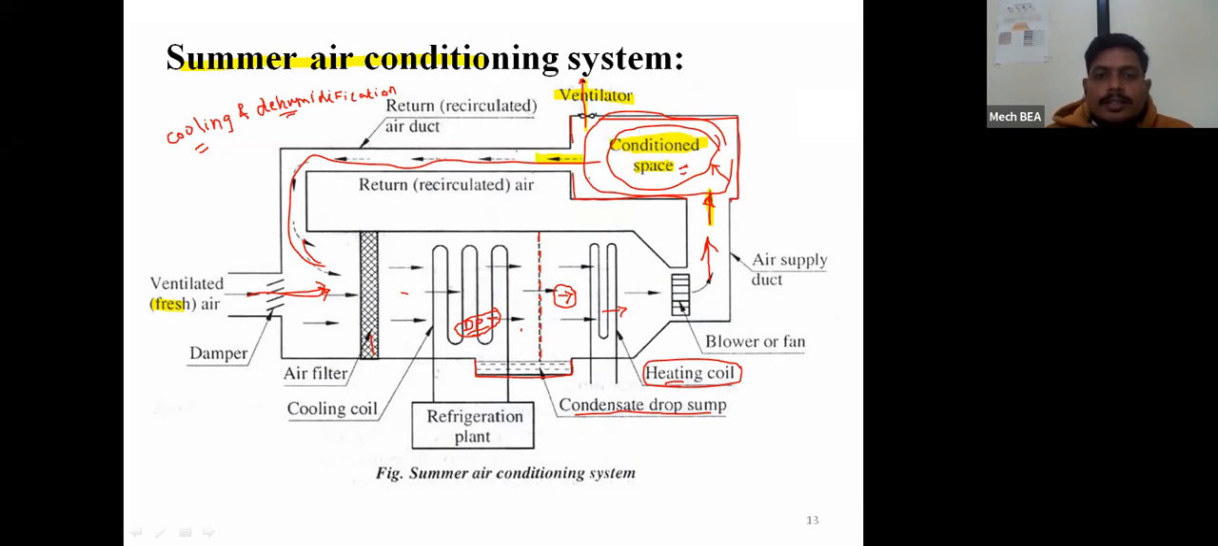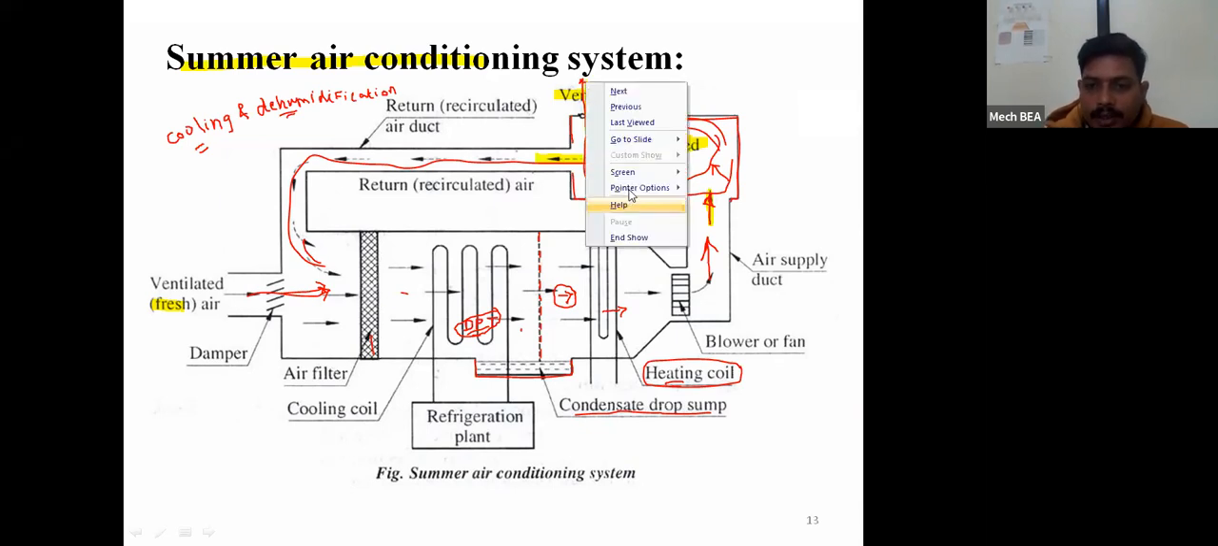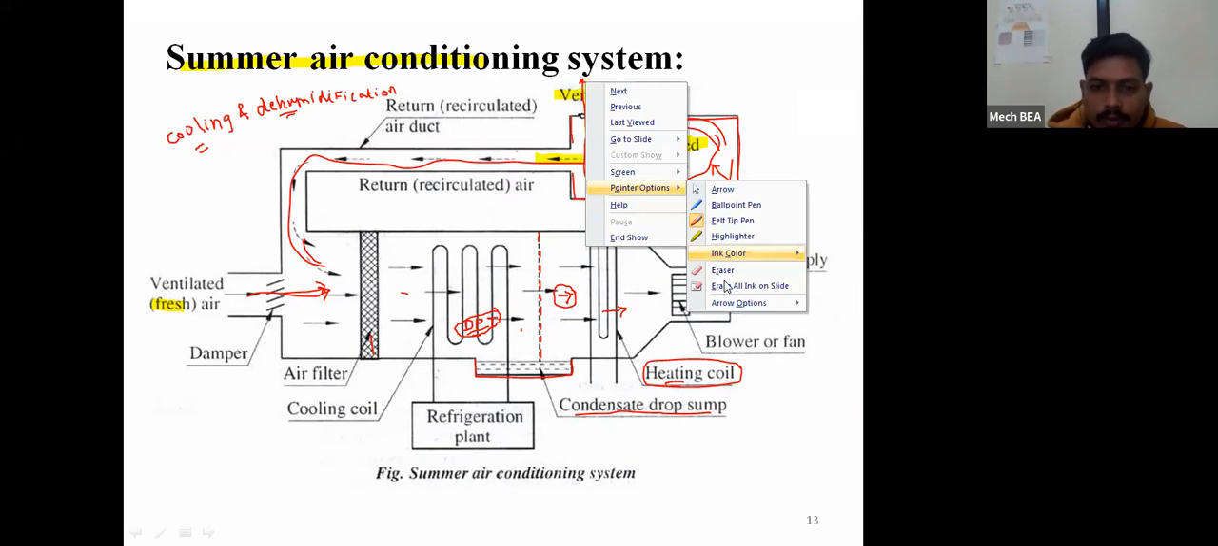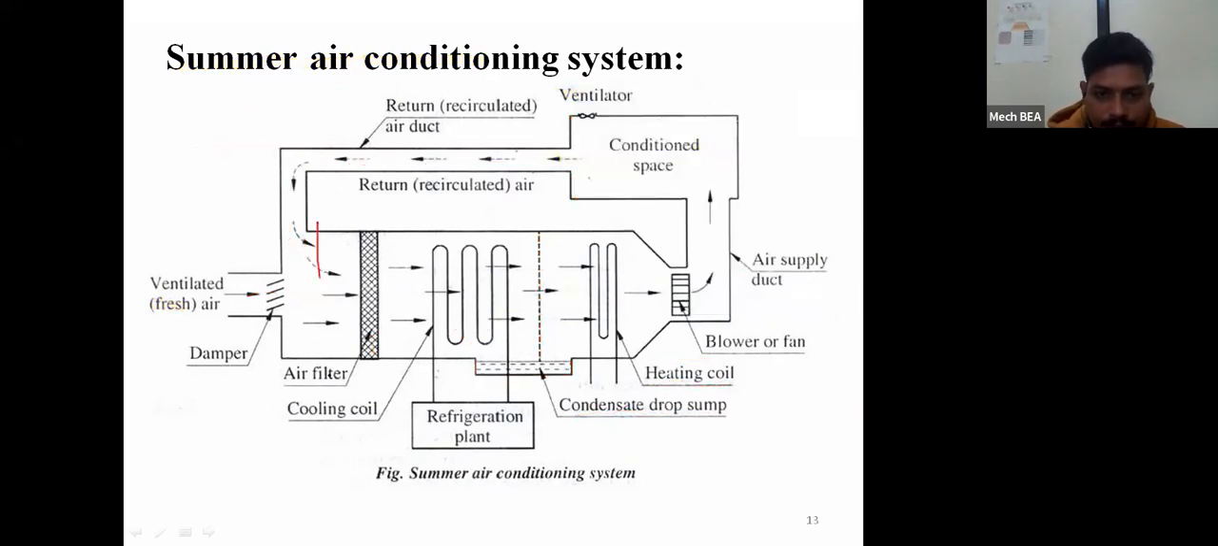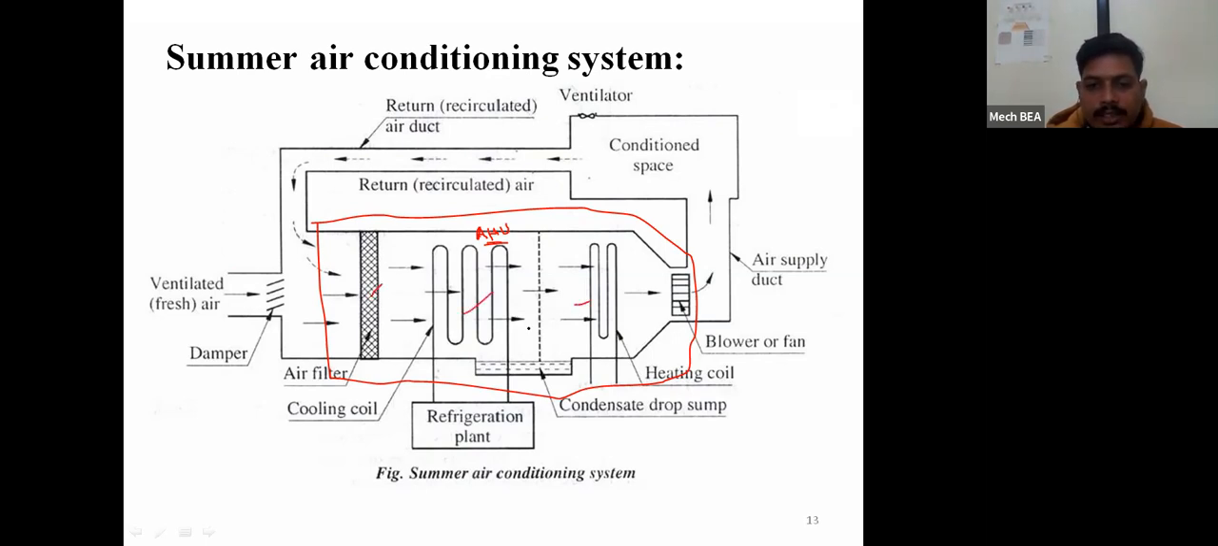So this system is called a summer air conditioning system. This apparatus, whatever you are observing up to this point, is called the air handling unit. Inside that air handling unit, we have the filter or filtering element, the cooling system, heating system, as well as humidification and dehumidification system. And to blow the air, we have the blower. So this system is called the air handling unit.